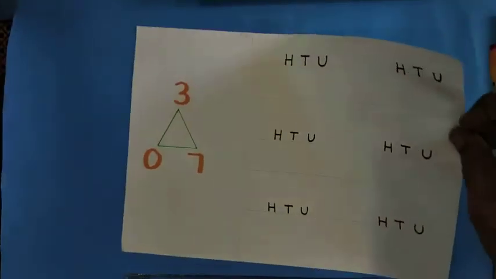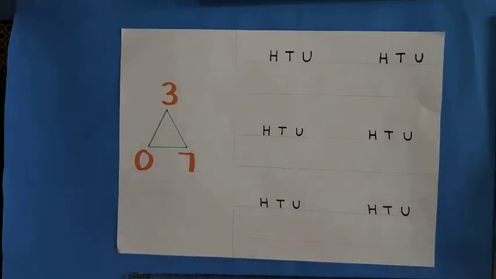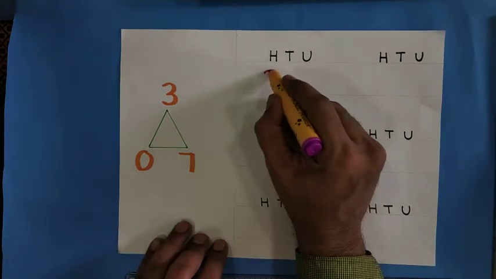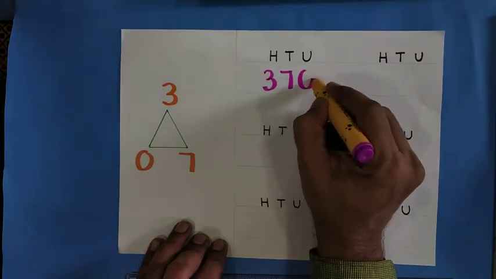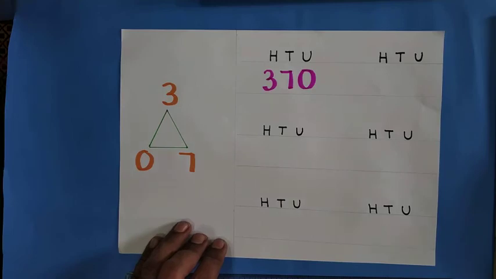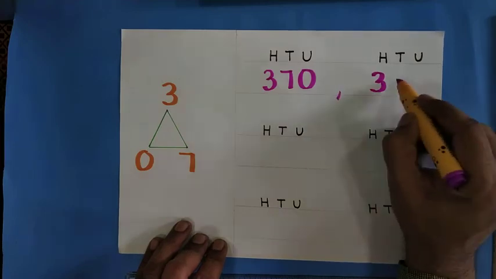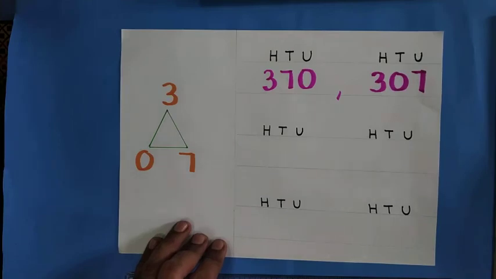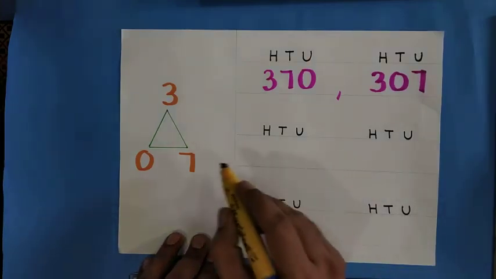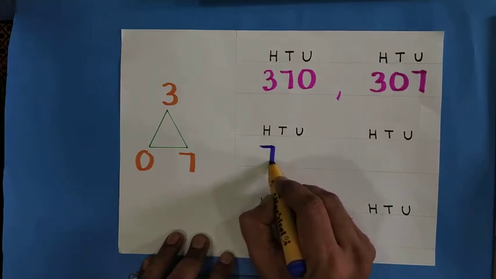Now these numbers we will see now. The given digits are 3, 7, 0. We'll start with 3. Take 3 at the 100 place, then 7, then 0: 370. Now 3 at the 100 place, anti-clockwise. Now take 7 at the 100 place.